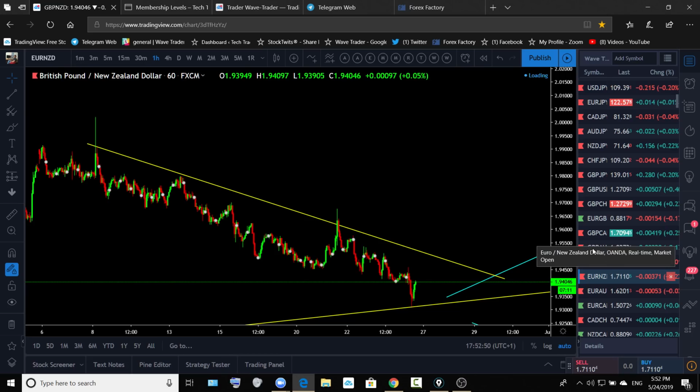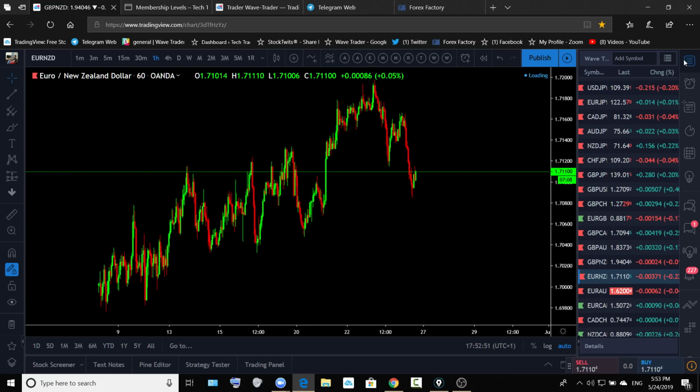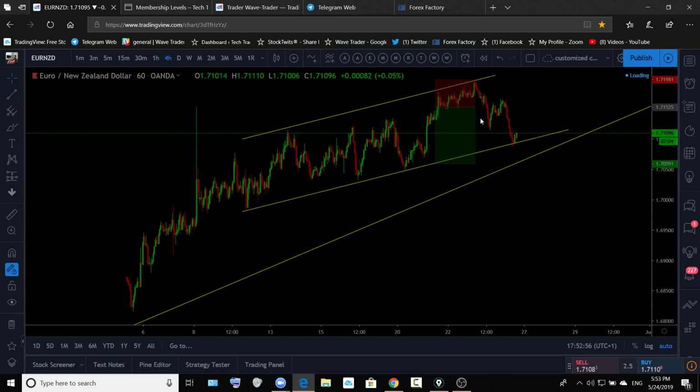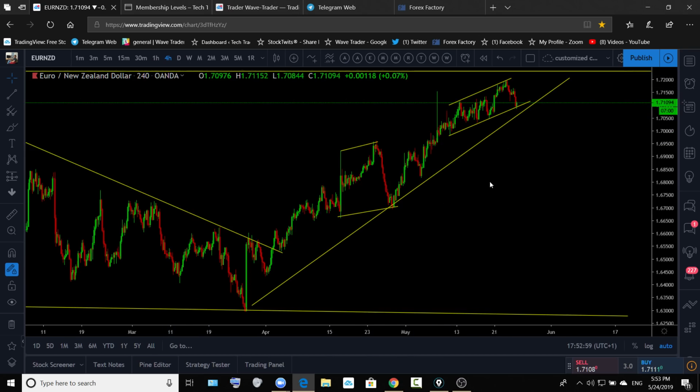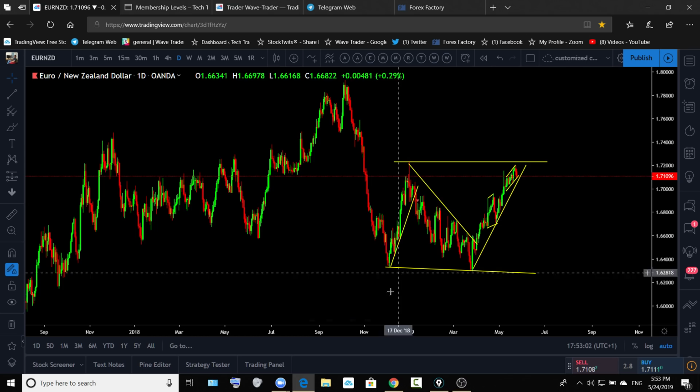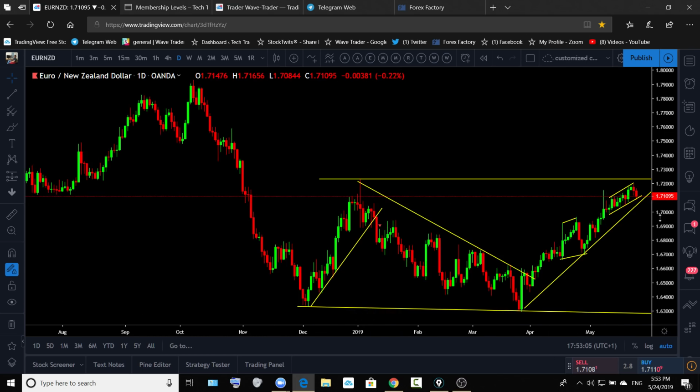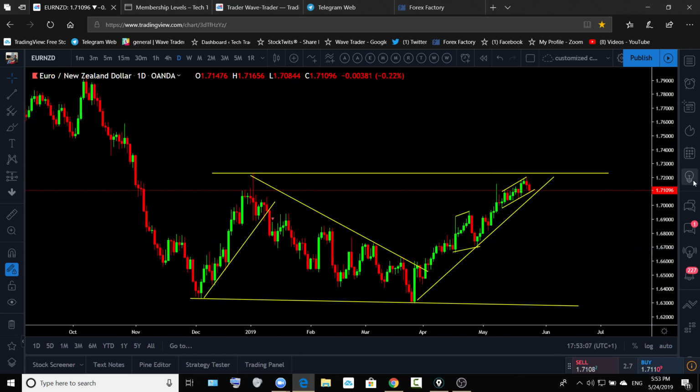So Euro New Zealand dollar and Euro Australian dollar are the best pairs in case Euro is not going to get strong next week. The chart is already there on TradingView. You guys can have a look at that chart.